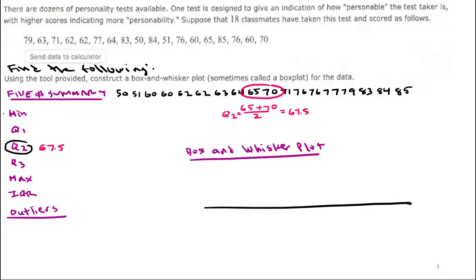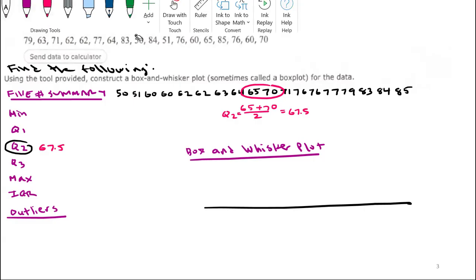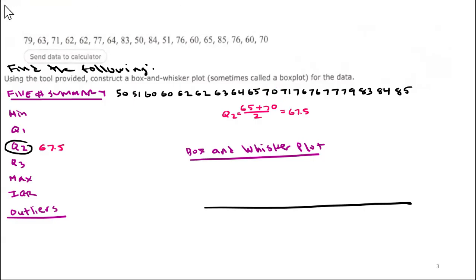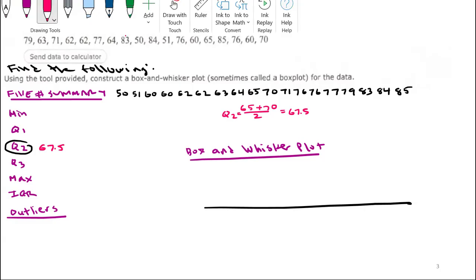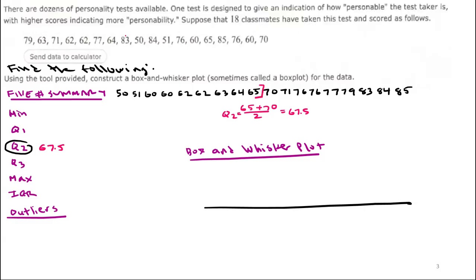Now, since we didn't use the actual number 65 or 70 as our median or as our Q2, those numbers are free for the taking. That means we can use those numbers again. So what am I saying? That means the numbers to the left, I can still use. So the number 65 I can still use. So I start marking them off.